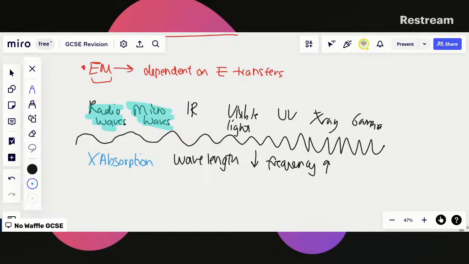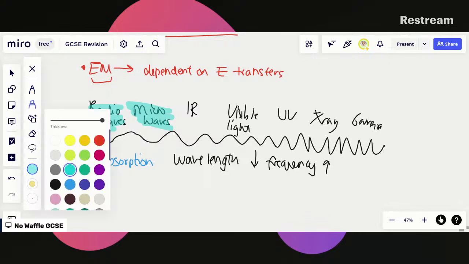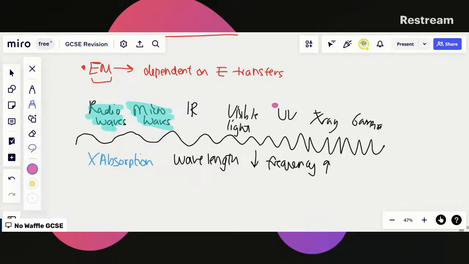Then moving on to the higher frequency waves, such as UV, X-ray, and gamma. UV, X-ray, and gamma can actually be quite bad because they transfer a lot of energy because of the high frequency. As they transfer a lot of energy, they can cause a lot of damage.